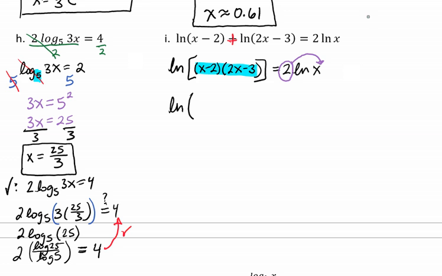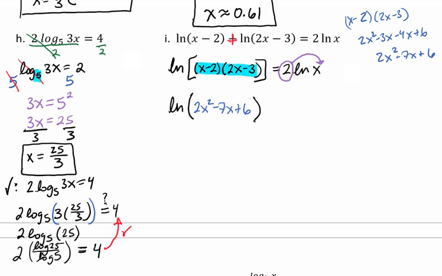So we're going to take that x minus 2 times 2x minus 3, and we're going to FOIL that and get 2x squared minus 3x minus 4x plus 6, or 2x squared minus 7x plus 6. So we'll plug that in. So 2x squared minus 7x plus 6 equals the natural log of x squared.